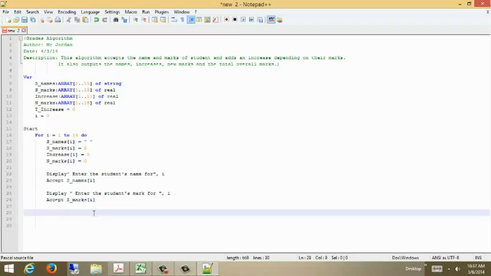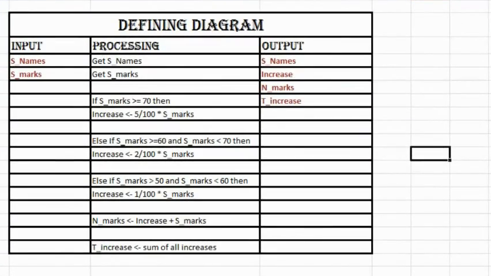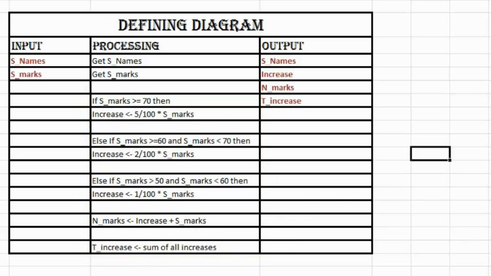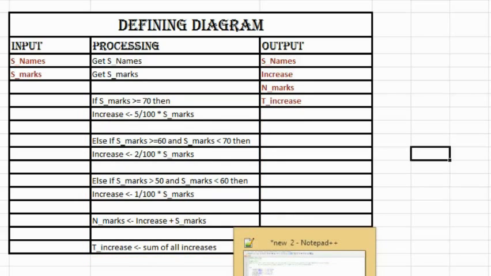What's the next step? Let us go to our algorithm, our IPO chart, and check. So we got our names and we got our marks. Now we have to look at the processing part, and the processing part is as it is here. We can process just like that. So let us process. I mean, you can even copy and paste that process.